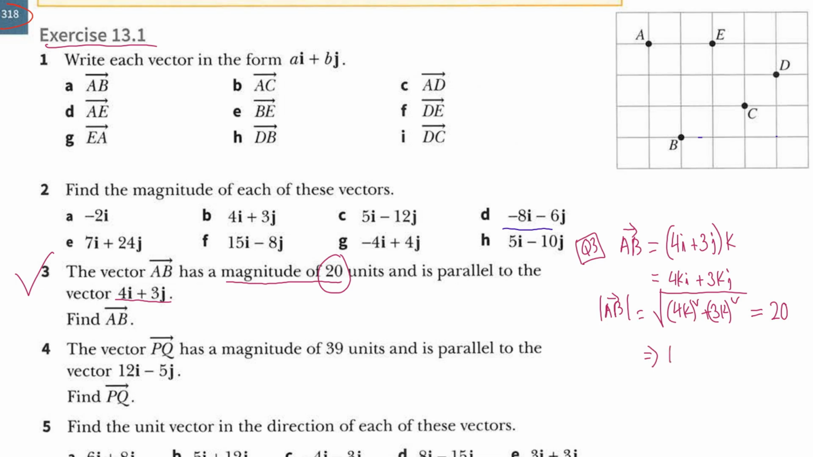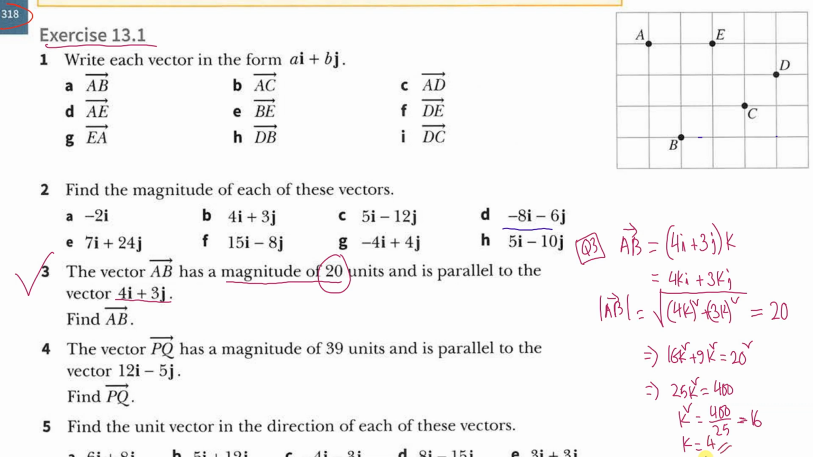Root of 4k squared plus 3k squared, which is 16k squared plus 9k squared. If we square both sides, it gives 20 squared. So the value here is 25k squared equals 400. So k squared equals 400 by 25, and it gives us 16. We can write k as 16 magnitude, parallel to the vector, unit vector 3i plus 4j. So we can write k as 4.